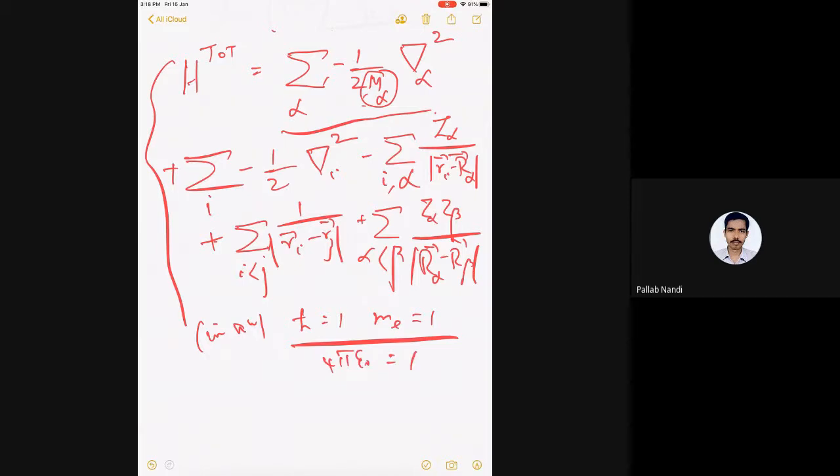And with all these, if you write the Hamiltonian, you can see there are 1, 2, 3, 4, 5 terms. Out of that, the first two are the kinetic energy terms, electron and nuclei. Third one onwards are the potential energy. This is an attractive potential energy between the electron and the nuclei. And this is the repulsive potential energy between the electrons, and the repulsive potential energy between the nuclei.